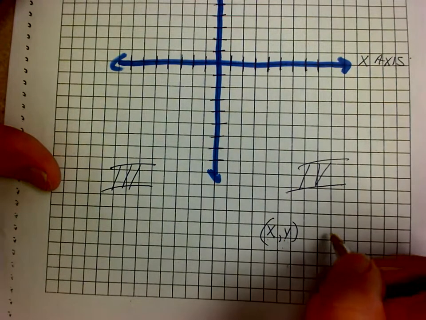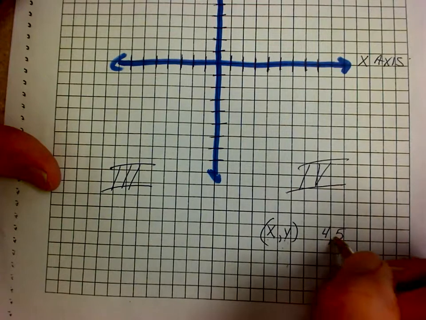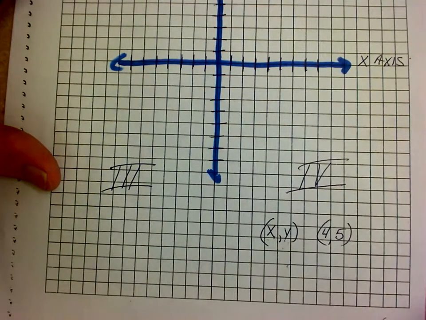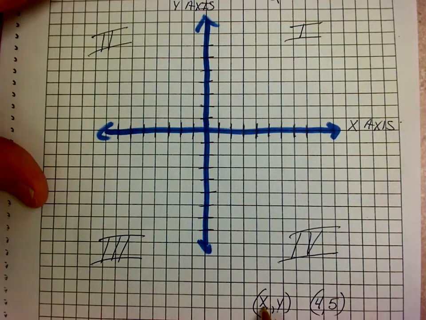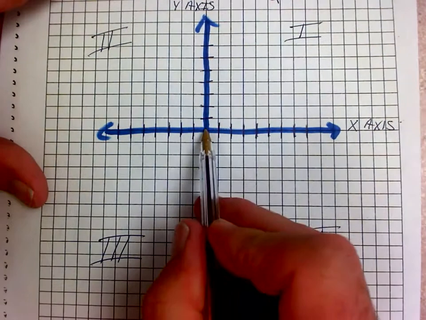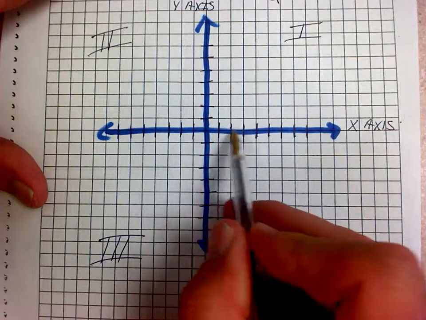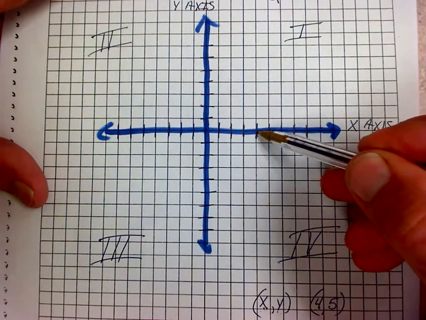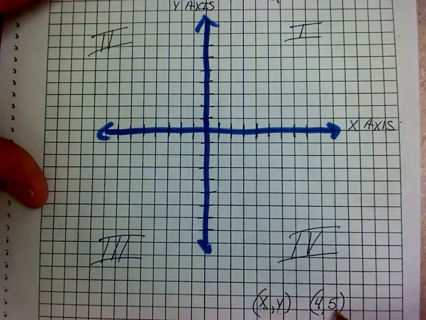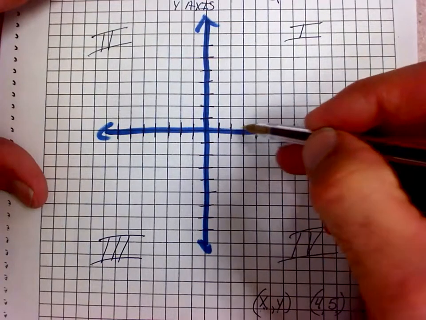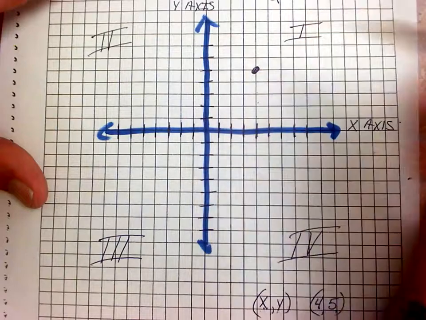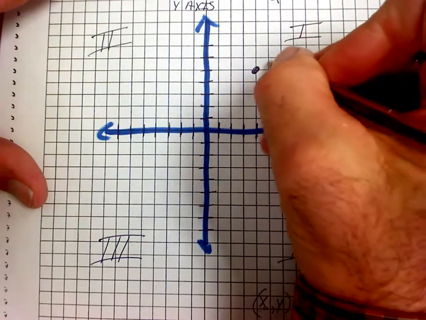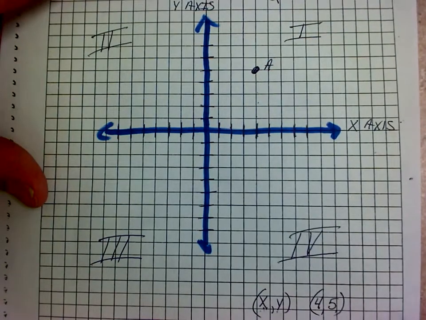Okay, so an example might be if we give you 4, 5. Again, the 4 corresponds to the x, so we're going to start at our origin, 1, 2, 3, 4. So we're going to come over 4 and then up 5. 1, 2, 3, 4, 5 up. Mark that location, and then we can label that with a capital letter. So that would be point A.